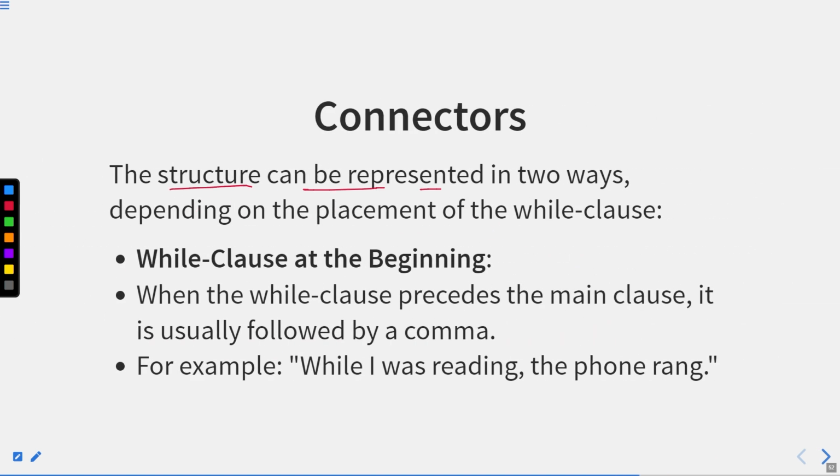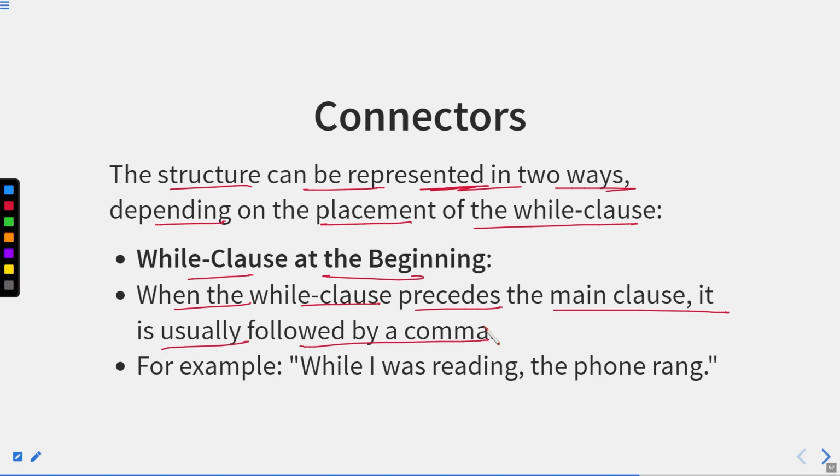The structure can be represented in two ways depending on the placement of while clause. While clause at the beginning. When the while clause precedes the main clause, it is usually followed by a comma. As we did in the when clause, this is the same as that of when clause. For example, while I was reading, the phone rang. Now you can see the while clause in the beginning of the sentence, so we have a comma.